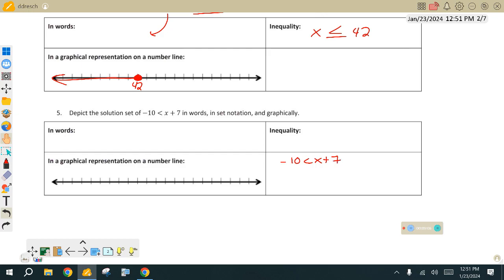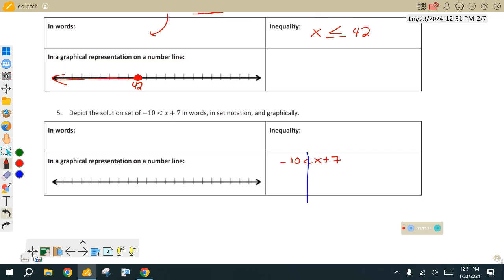This brings in our solving skills. Before we graph this out, we have to have x by itself. You have to solve for x, just like we've done with everything. So before we can put it in words, write it as an inequality, or put it in a graph, let's solve for x. Who cares if it's an inequality and not an equal sign? It doesn't matter. We go about using our solving skills.